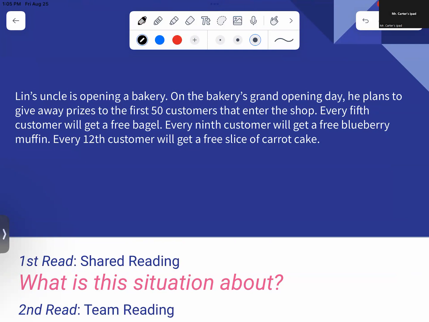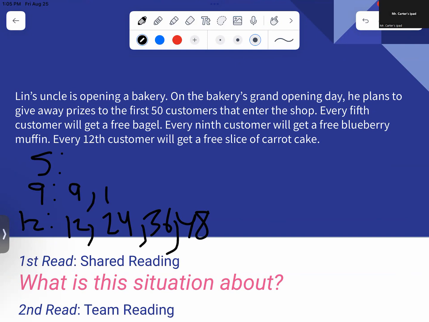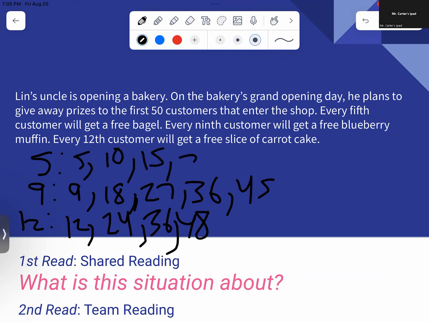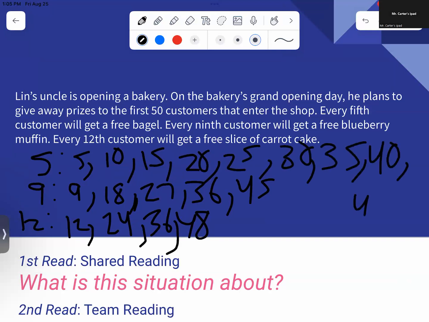Okay, so we have 5, we have 9, and we have 12. Oh, wait, we're doing 3? Yeah, we're doing 3. It's okay. So 12, 24, 36, 48, because it just says up to 50. So we have 9, 18, 27, 36, and 45. And then here we're going to have the 5s, right? 5, 10, 15, 20, 25, 30, 35, 40, 45, 50.